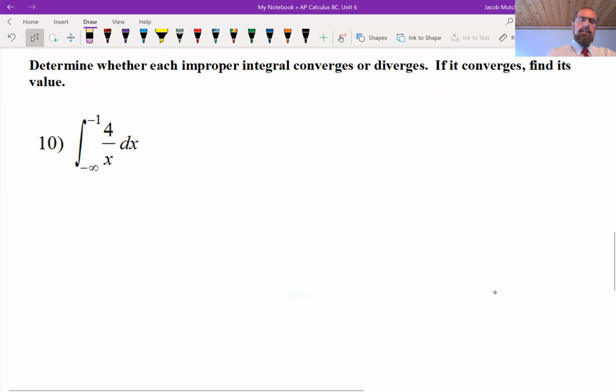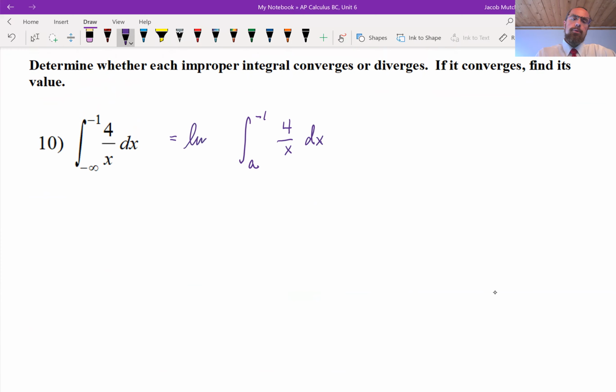So for this one, I've got the integration from -∞ to -1 of 4 over x dx. And so just like with our previous example, I'm going to start by rewriting this as the integration from a to -1. So I'm just swapping out my infinite limit of integration with the variable. And I'll put 4 over x dx. I don't change the integrand at all. And then out front, I do need to put that this is the limit as a approaches -infinity. So now we're ready to integrate.